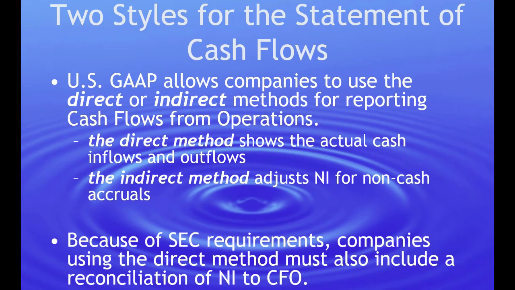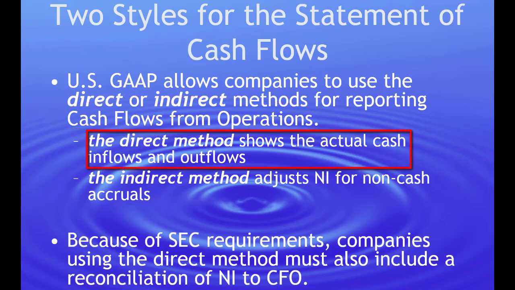Now, according to US GAAP, there are two ways that we can create our statement of cash flows. The first is what we call the direct method. The second is called the indirect method. And it really doesn't change the whole statement of cash flows. These different methods only change the operating section.